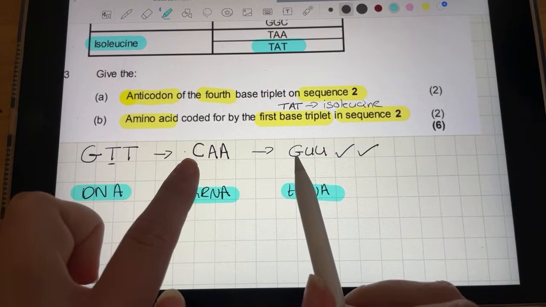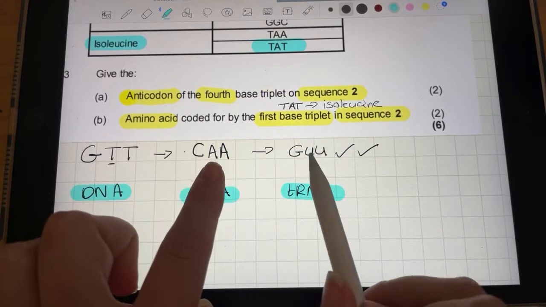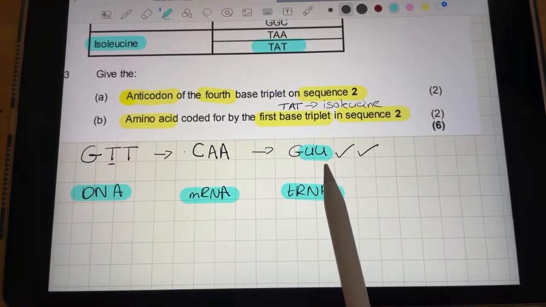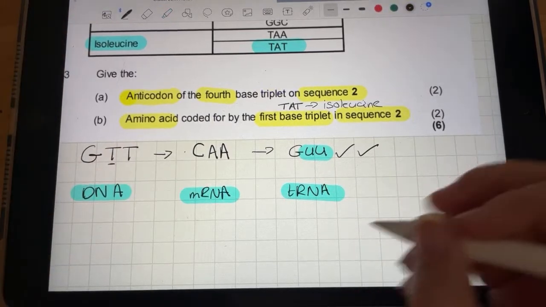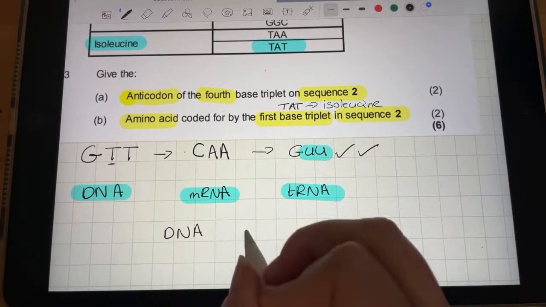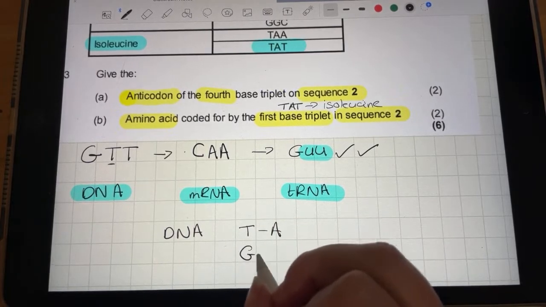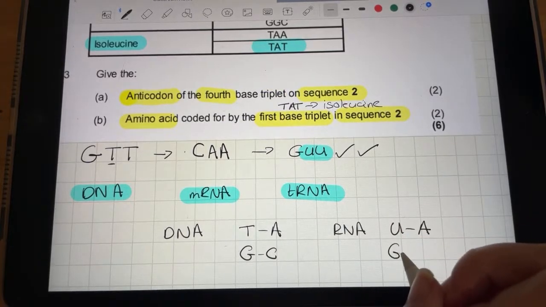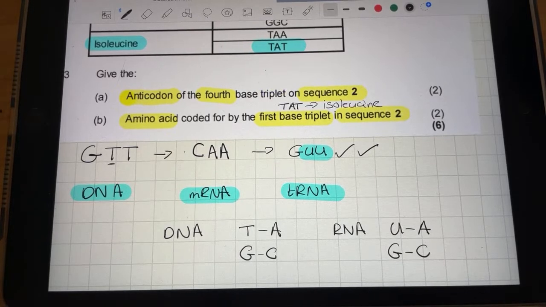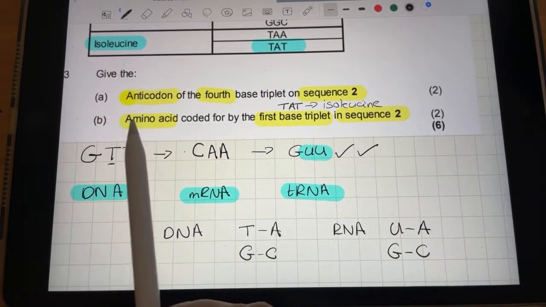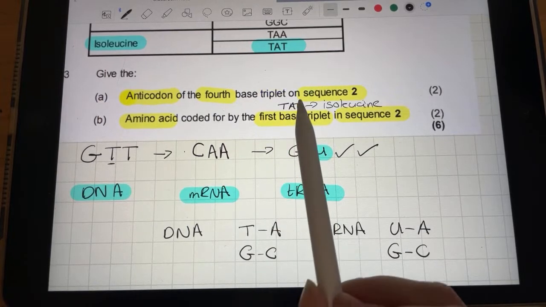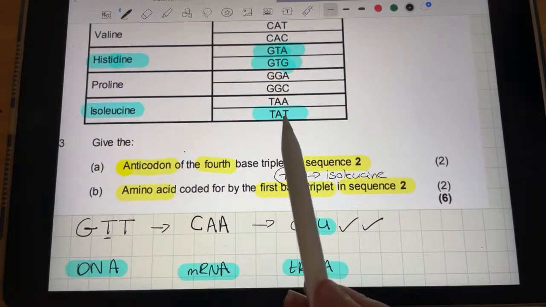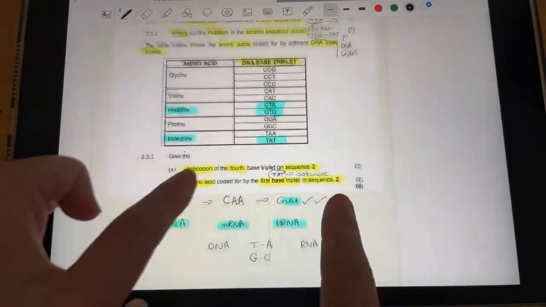So G joins with C, so I write G. A joins with U. Now, why am I using U? Because remember, in RNA, there is no T. So just to remind you, in DNA, T joins with A and G joins with C. But in RNA, U joins with A and G joins with C still. Okay, and that's how I got that answer. And then for the second one, give the amino acid coded for by the 1st base triplet. Well, the 1st base triplet was TAT. I just simply go up to my table. I find TAT, which is here, and that gives me isoleucine.